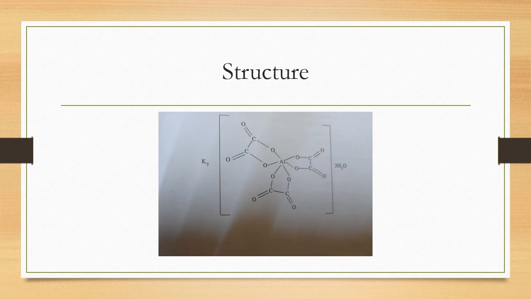This is the structure showing aluminium at the center. It is linked to, as the name itself suggests, 3 oxalate groups. So you can see 3 oxalate units. Each oxalate unit is linked to the central aluminium by 2 donor atoms, that is 2 oxygen atoms.